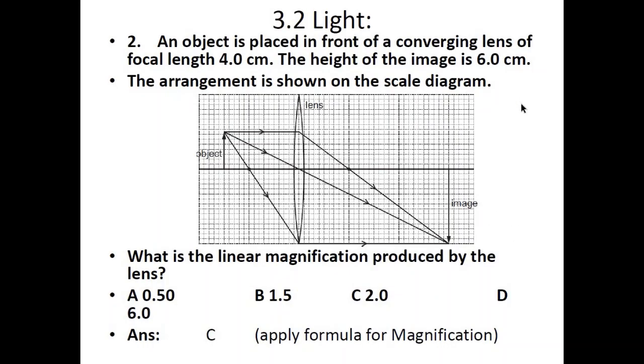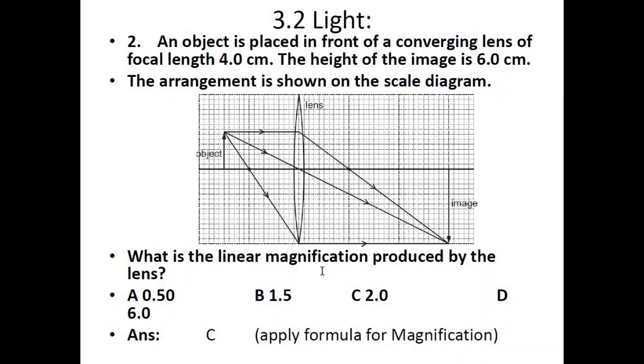An object is placed in front of a converging lens of focal length 4 centimeter. The height of the image formed is 6 centimeter. This is the image. The arrangement is shown on the scale diagram. So over here, one complete block and a half represents 6 centimeters, whereas this is the height of the object. What is the linear magnification?